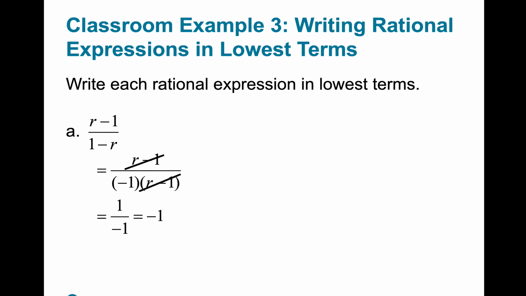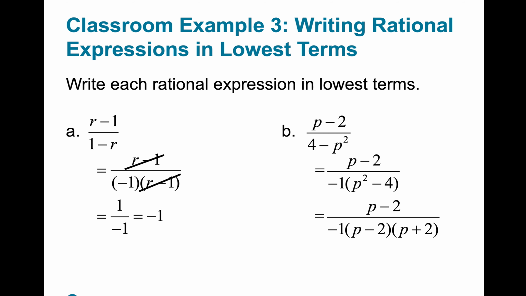Here, I'm looking at this, and that bottom is a special factoring formula. I'm going to be able to take a negative 1 out so that I then have the sum and the difference of squares. And I can cancel out so that I'm left with 1 over negative p minus 2, or you can leave the negative 1 in the front.